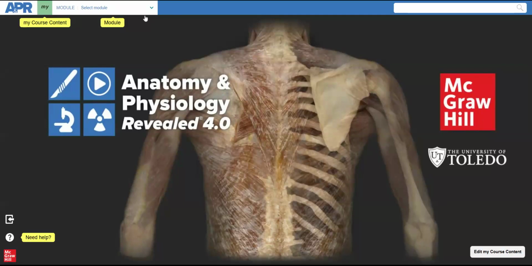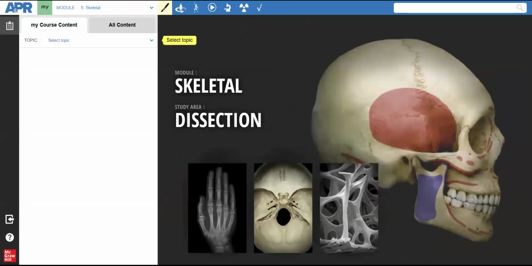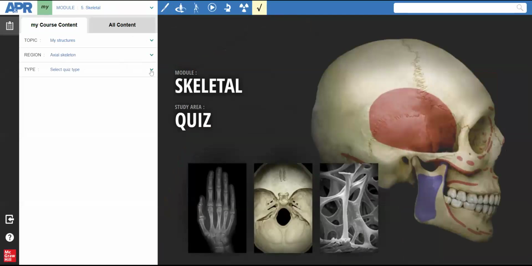All right, so we're going to go to Module 5 on skeletal. We're going to click the little check mark at the end for quiz. The type is going to be My Structures. The region we said we're going to be doing axial skeleton. The quiz type is going to be Click to Identify. And the number of questions is all.